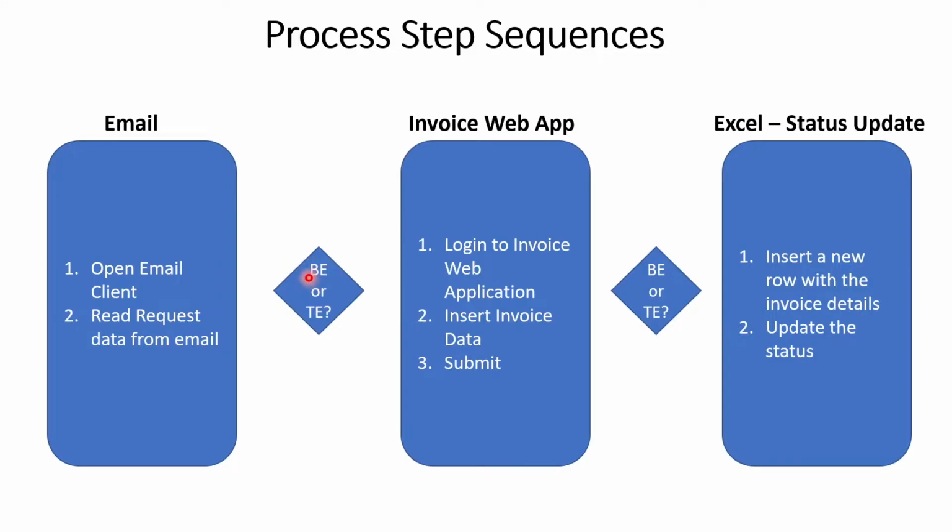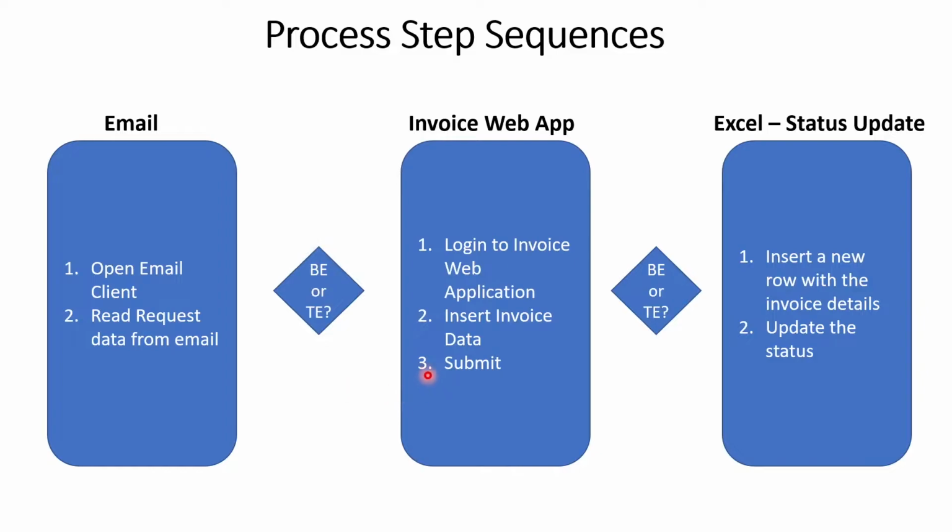For example, as I said, the bot will take the request, and it will first validate the request. Maybe some date is missing, or the amount is missing, so it will check whether all the mandatory data is available or not.